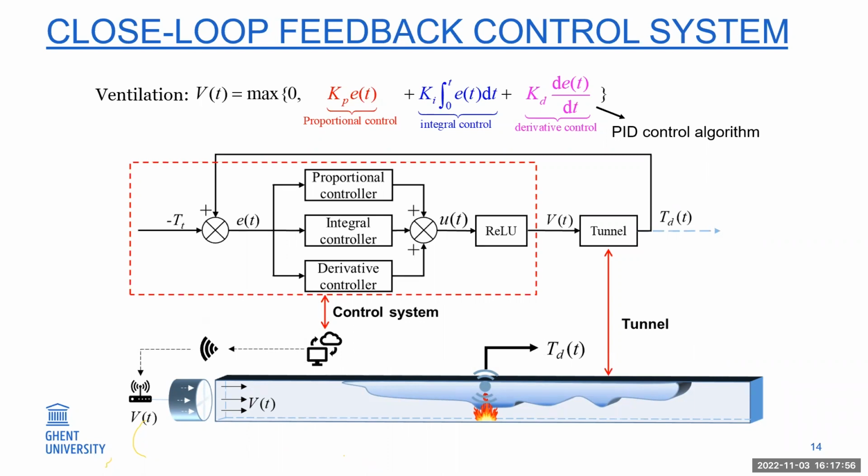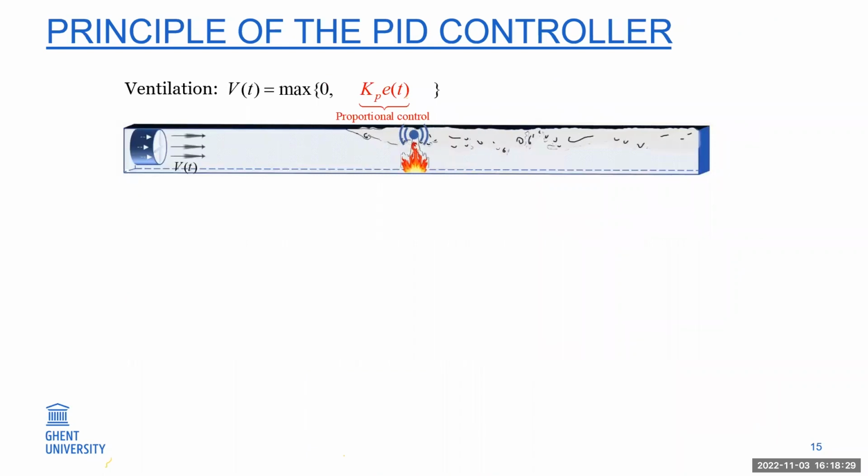So in the closed loop feedback control system, the detected temperature is the input of the error function. Then the error function is used as the input to the PID controller. Then the PID controller gives us the ventilation velocity, and then we adjust the velocity according to this information.